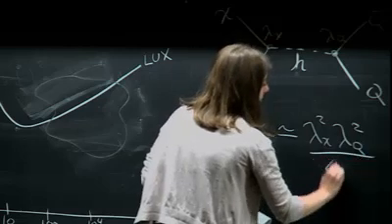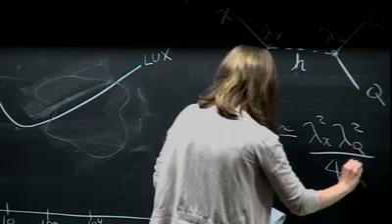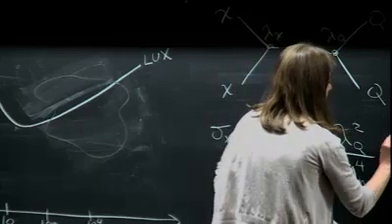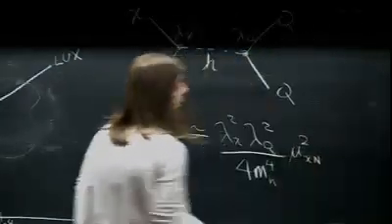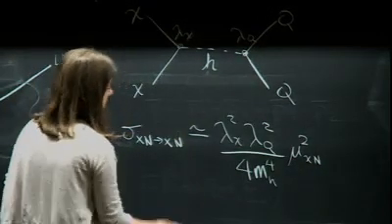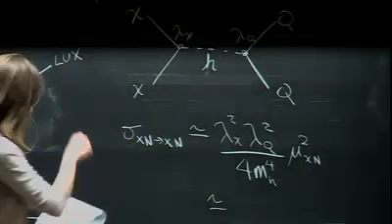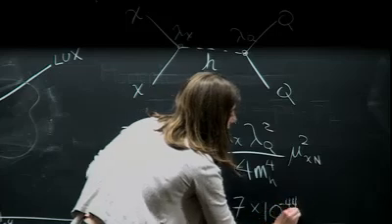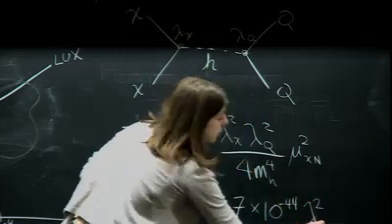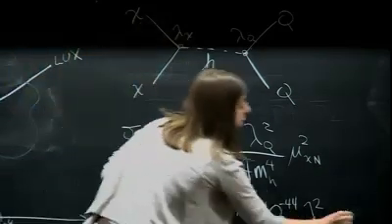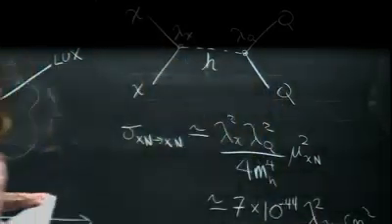And then I get a factor of the mass of the Higgs to the fourth in the denominator, just coming from the propagator, and then the reduced mass of the dark matter and the nucleus. If you put in the numbers for the Higgs mass and a xenon target, you find that this is roughly 7 times 10 to the minus 44 times the interaction coupling between the dark matter and the Higgs, centimeters squared.